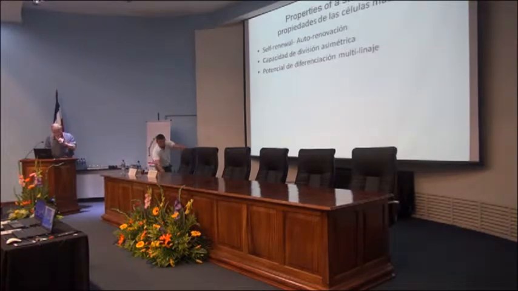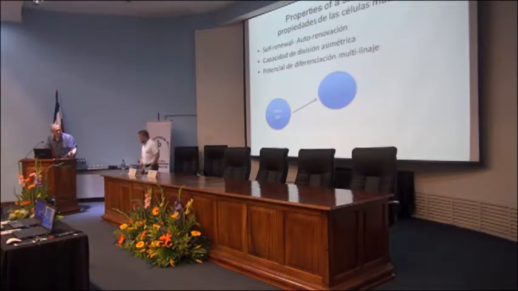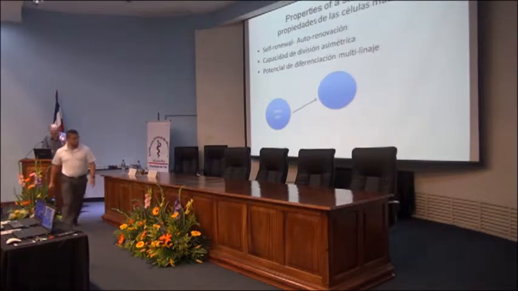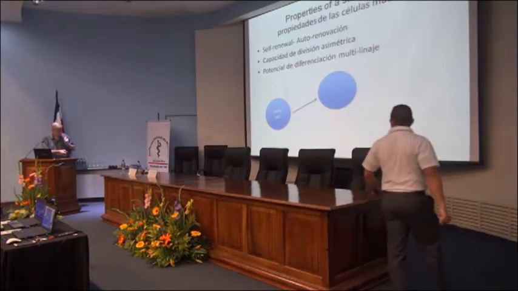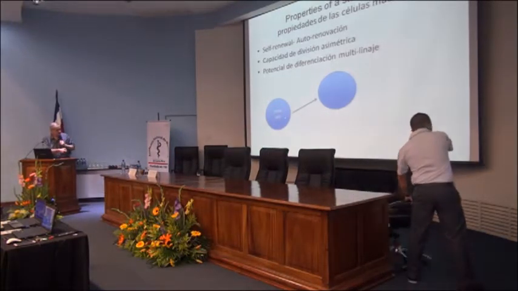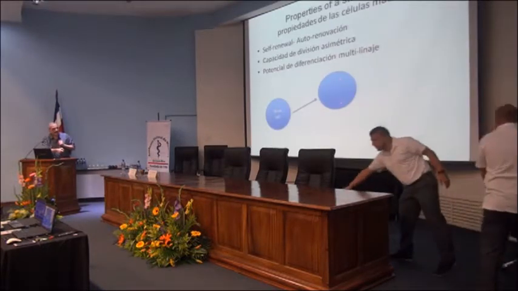Okay. How do I explain this? A stem cell is a cell that can renew itself. So if it's a hematopoietic stem cell, it can give rise to another hematopoietic stem cell. And do I have a pointer here? This is the pointer. So it starts as a stem cell, and it can turn into a second stem cell.